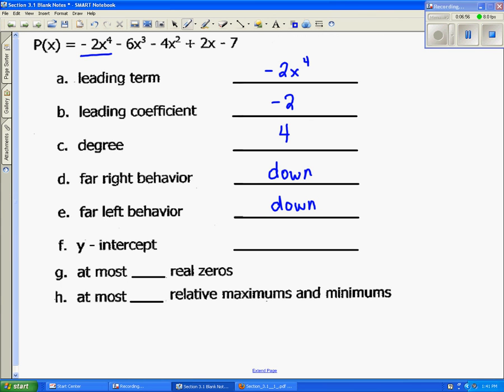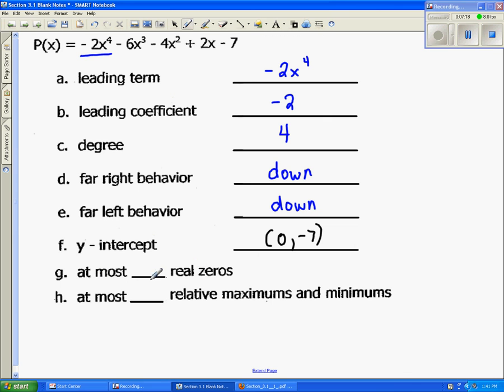The y-intercept, to find the y-intercept, you let x equal 0. Well, if this is 0, it goes away. This is 0, this is 0, this is 0, then I'm just getting negative 7. So when I let x equal 0, y was negative 7. To find your y-intercept, let x equal 0.